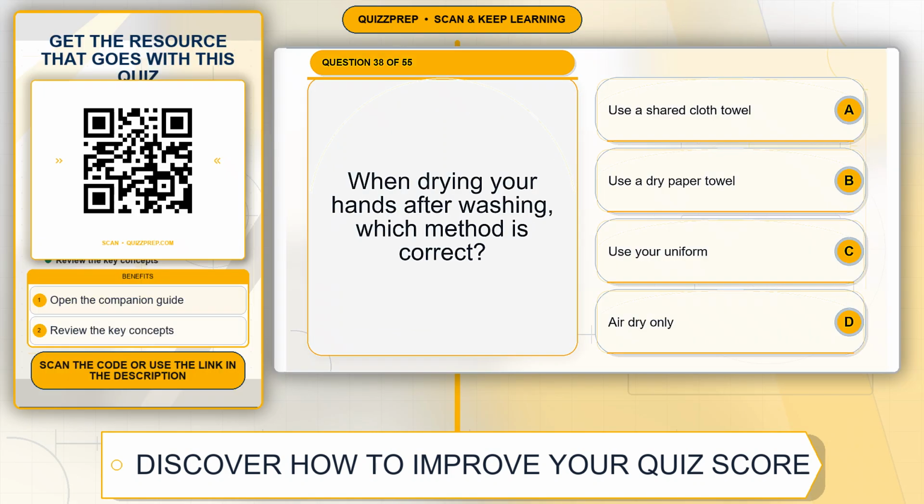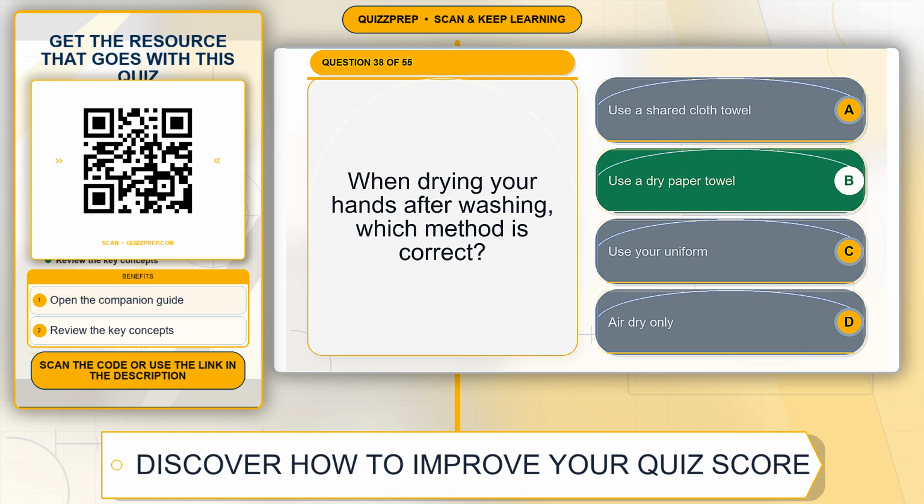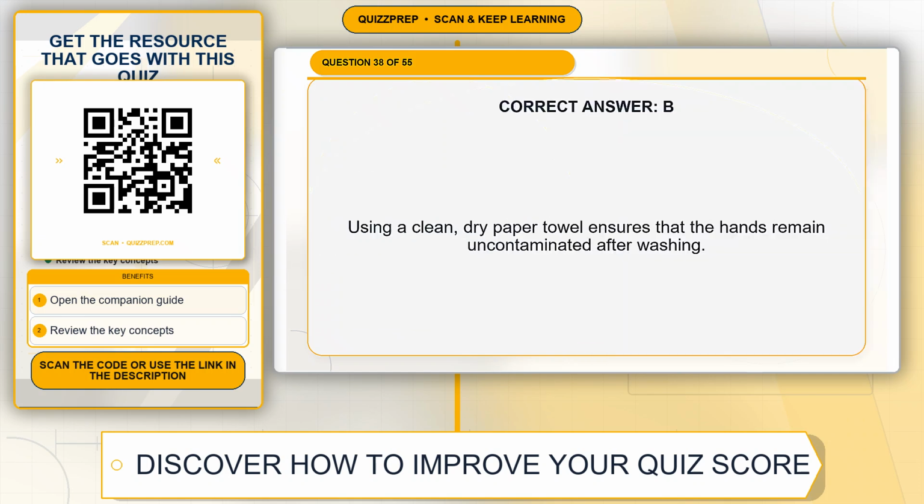Question 38. When drying your hands after washing, which method is correct? Option A, use a shared cloth towel. Option B, use a dry paper towel. Option C, use your uniform. Option D, air dry only. The correct answer is option B, use a dry paper towel. Explanation. Using a clean, dry paper towel ensures that the hands remain uncontaminated after washing.